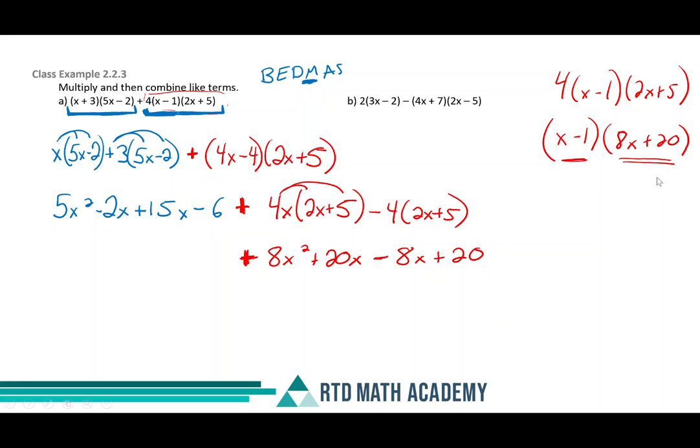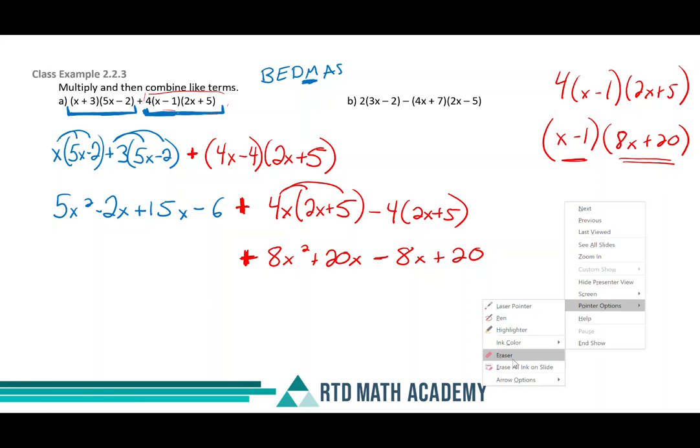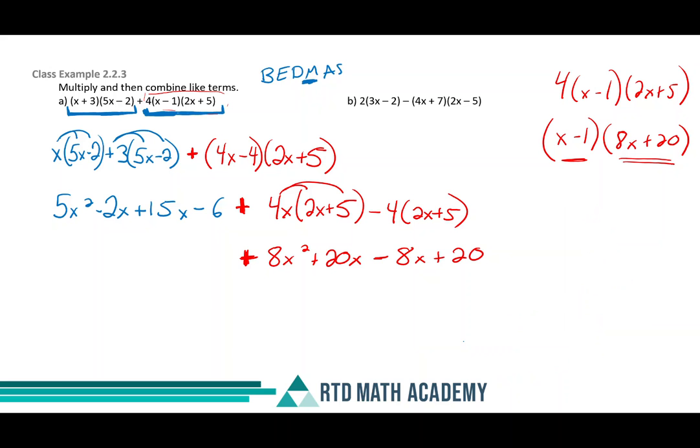All right, and I'll rewrite my blue section as 5x squared minus 2x plus 15x minus 6. Okay, the multiplications are done. We can see that there's no sets of brackets in between any of these terms.